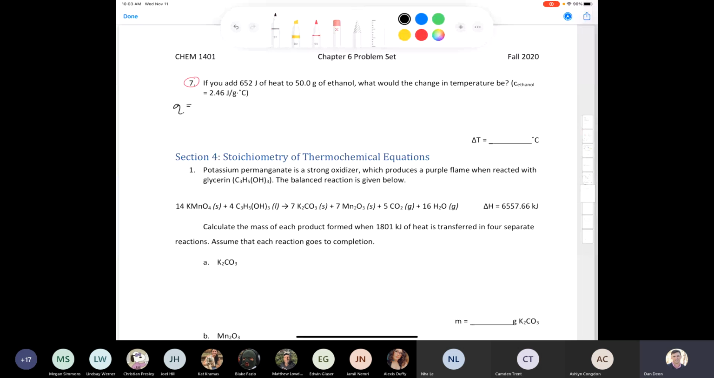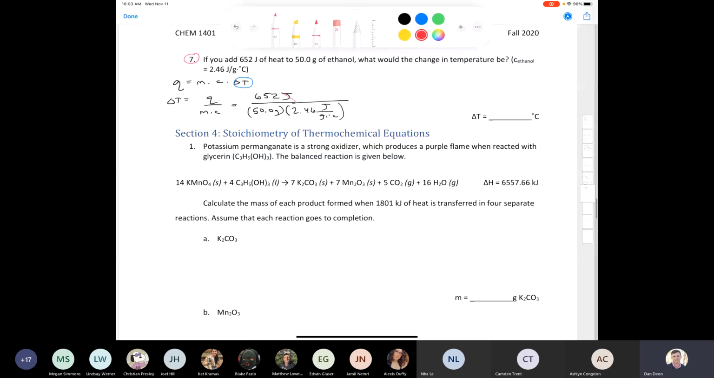They all use the formula Q is equal to M times C times delta T. We are looking for delta T. And when we solve for delta T, we get that delta T is equal to Q divided by M times C. Our Q is 652 joules. Our mass is 50.0 grams, and our specific heat capacity is 2.46 joules per gram degrees Celsius, like that. Let's double check our units. Joules and grams cancel, we're left over with degrees Celsius. And we end up with 5.30 degrees Celsius, right? We should have 3 sig figs. We have 3 here, and 3 here. We're doing multiplication and division, and so our final answer will also have 3 sig figs. So we'll put that down, 5.30 degrees Celsius.